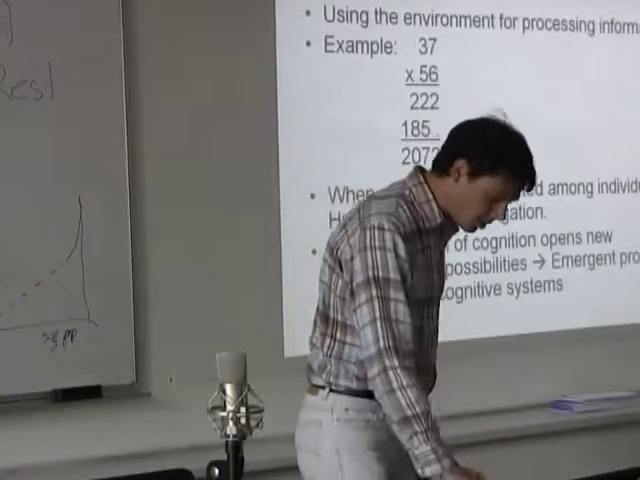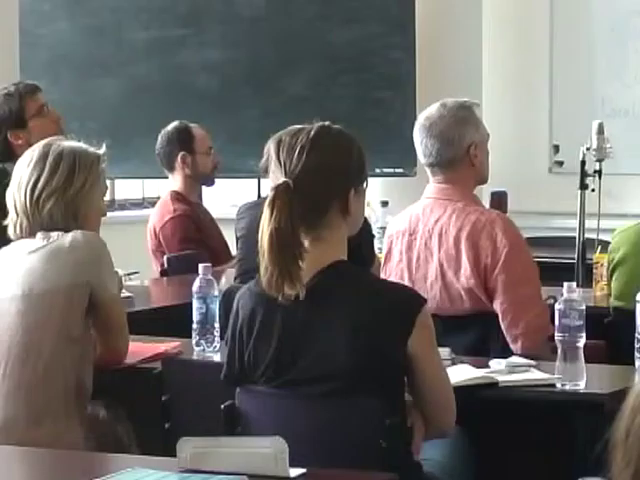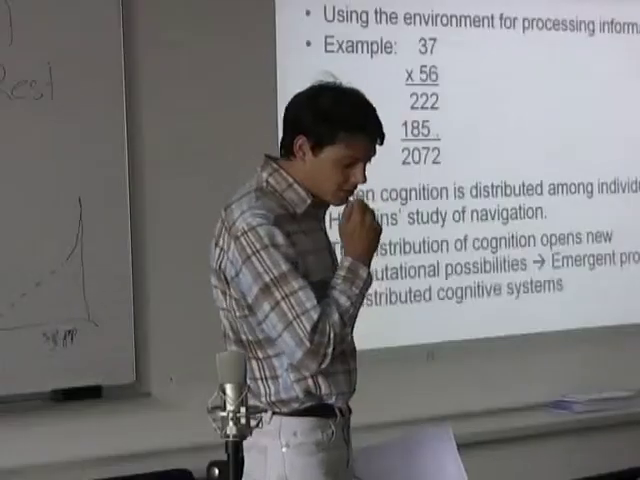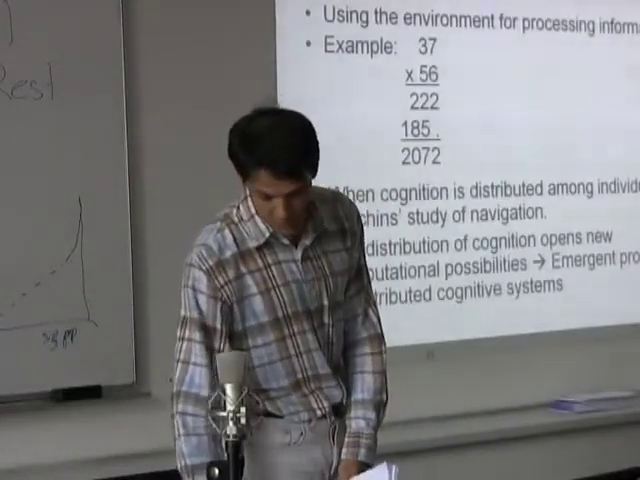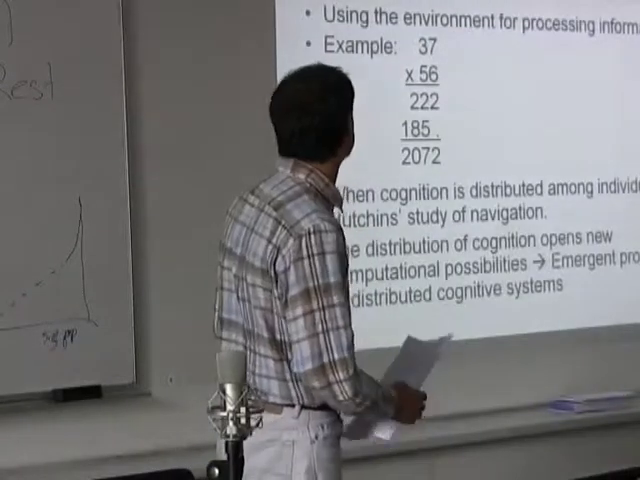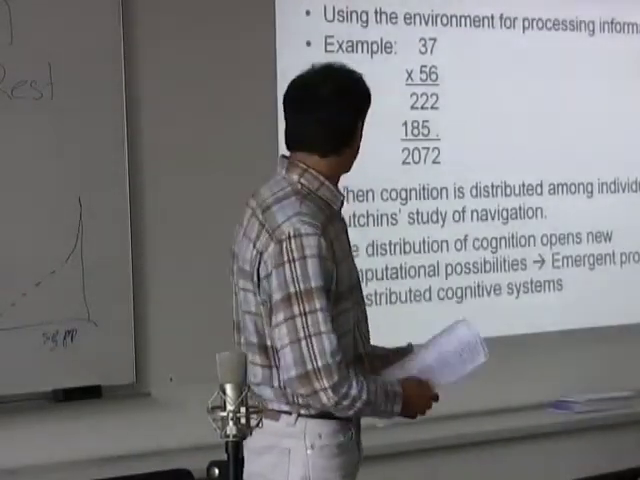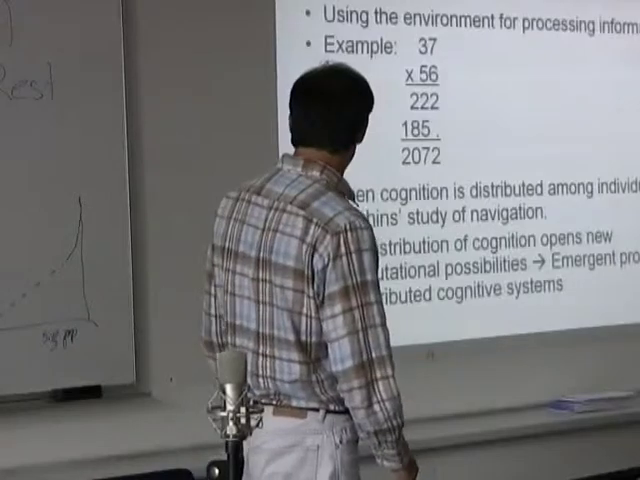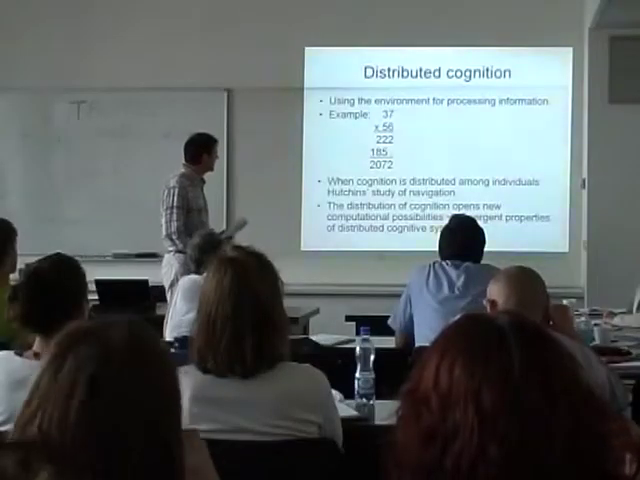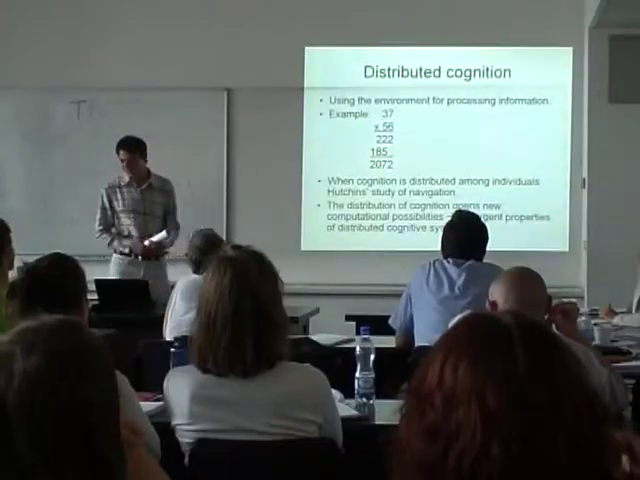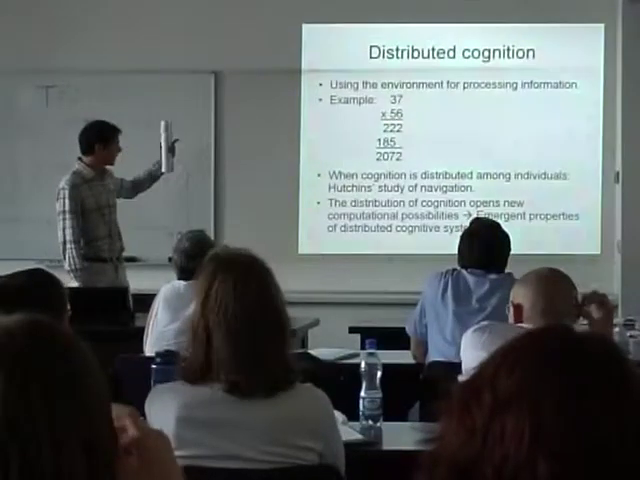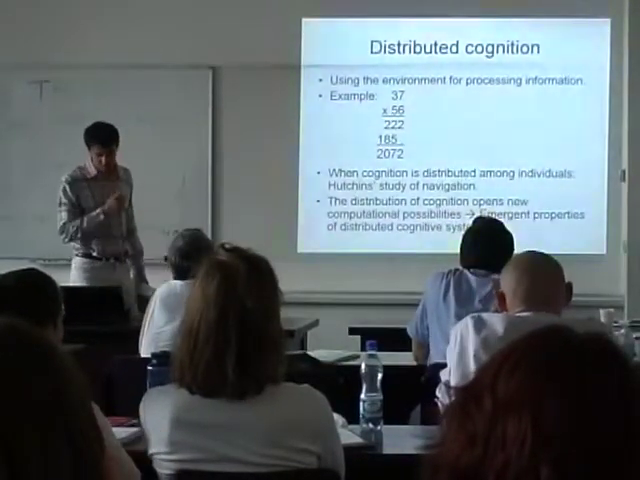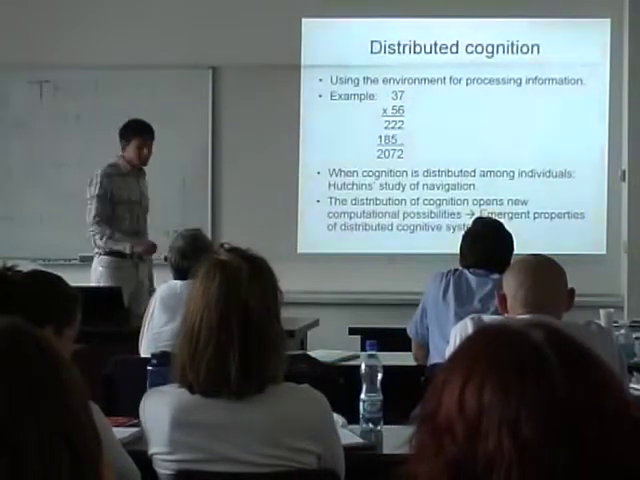Okay, so what about distributed cognition? The idea of distributed cognition is that processing information, processing a representation, is not done only within the mind. It is done also using the environment, and it may span different people. So the archetypical example of distributed cognition is addition of large numbers or multiplication, where you have this routine of writing down the numbers.